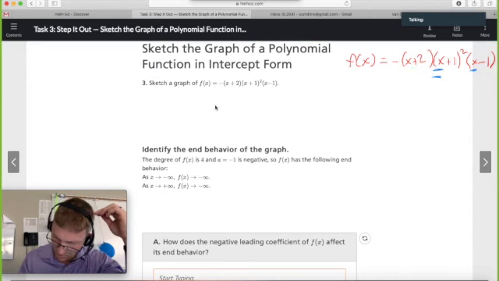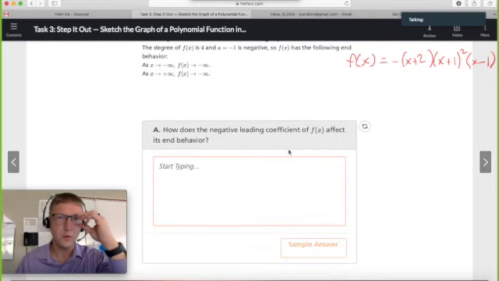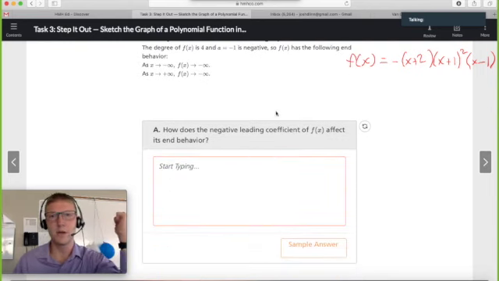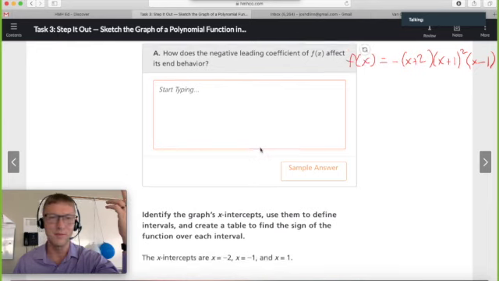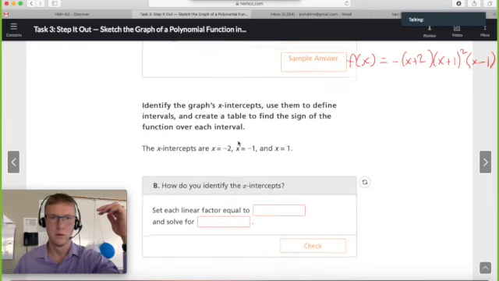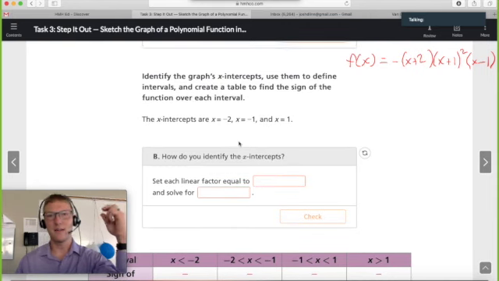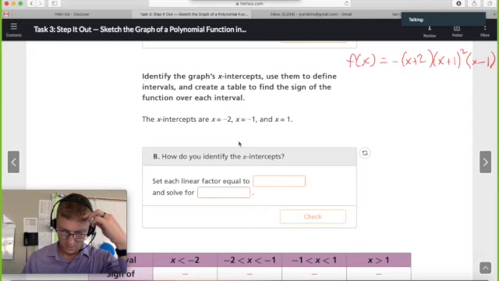Let's get rid of some of my little doodles here. So how does the negative leading coefficient of f of x affect the end behavior? It reverses it, or I guess it makes it the opposite sign, whatever words they want to use. So identify the graph's x-intercepts, use them to define the intervals, create a table, and do all that fun stuff.